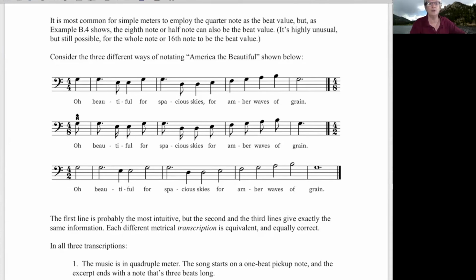Listen to the first phrase of America the Beautiful.